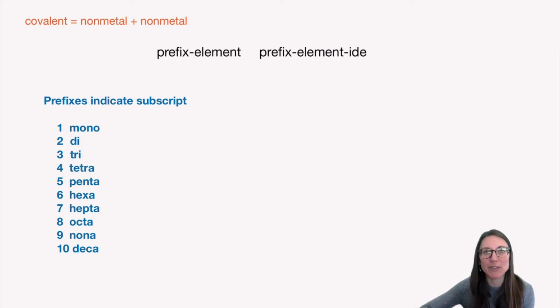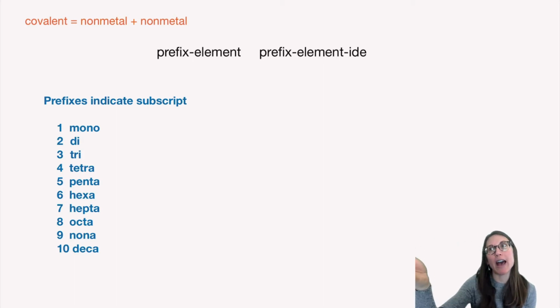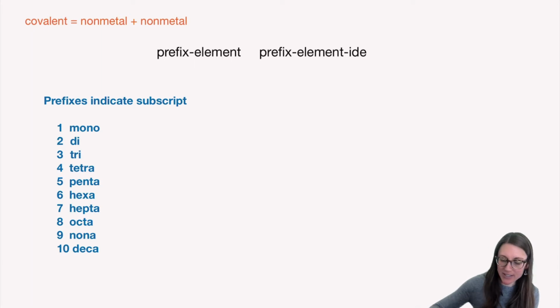Okay, what's up with these prefixes? The prefixes for covalent compounds tell us the subscripts. Because you can have many covalent compounds containing the same elements with many different subscripts, our names have to tell us what our subscripts are going to be. And so when we look at something like, let's take N2O5, I need to tell someone there's 2 nitrogens and there's 5 oxygens.